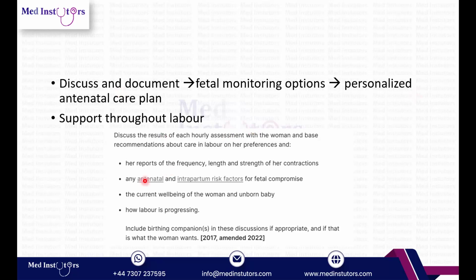Okay. Now, whenever we do an assessment in labor, it has to be an hourly assessment. And on that, you have to report the frequency, length, and strength of her contractions. You have to take note of antepartum, that is antenatal, risk factors, for example, hypertension or diabetes, and intrapartum risk factors as well. For example, leaking per vaginum, that is pre-labor rupture of membranes for more than 24 hours. All of these factors are to be considered.